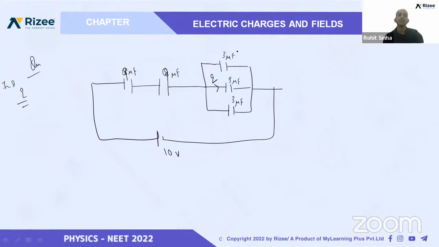Okay, let us see. You see, then you will try. You can try also. These 3 charges, look here. These 3 capacitance.